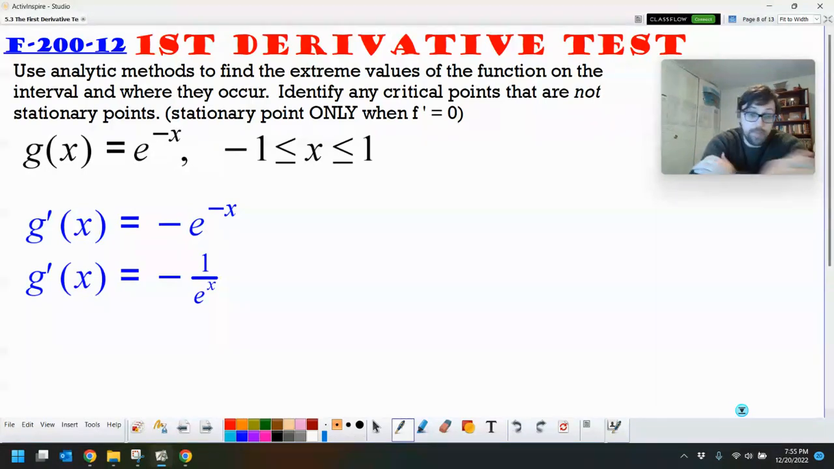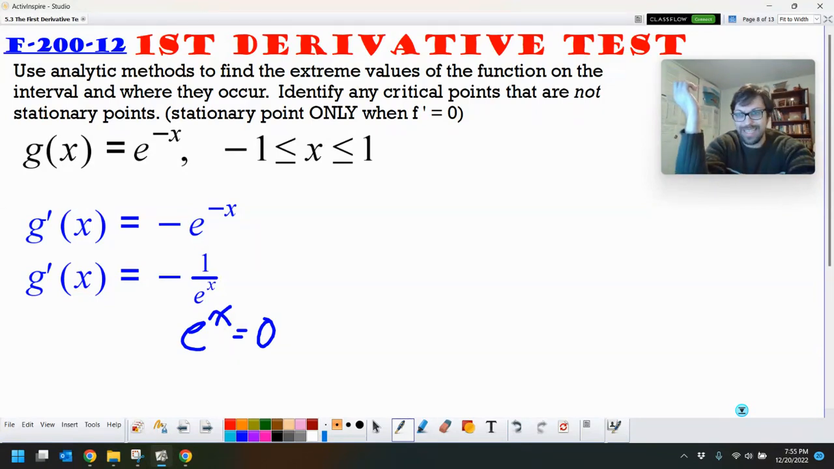So the only time this thing would equal 0 is, well, never, because that numerator can't be 0. So that can't equal 0. Can it break? So can e to the x ever equal 0? Well, no, that doesn't matter either, because you can't get e to the x to be 0. So there are going to be no critical values for this thing.